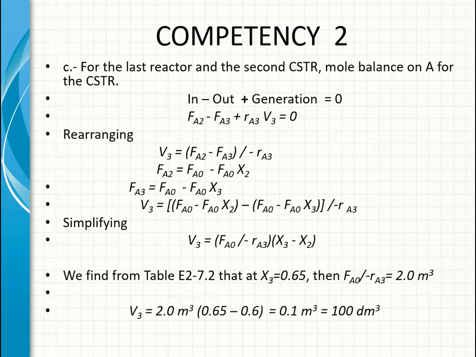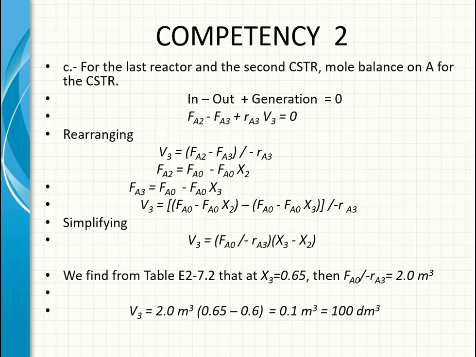So, for the last reactor, which is the second CSTR, the mole balance will be in minus out plus generation equals 0. FA2 is the molar flow rate coming from the second reactor, minus FA3, which is the molar flow rate leaving the last reactor, plus RA3 V3 is what is generated in this last reactor. All that is equal to 0.